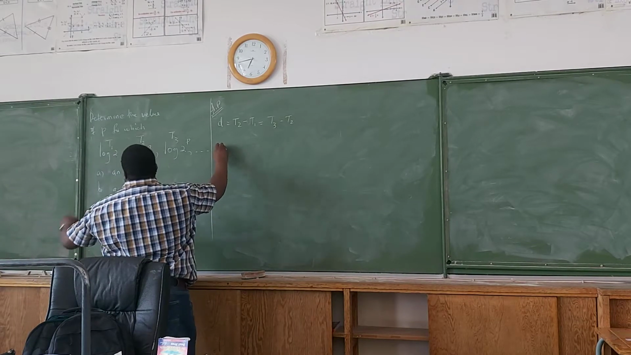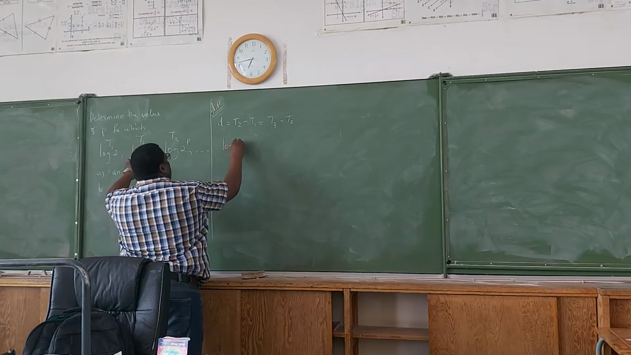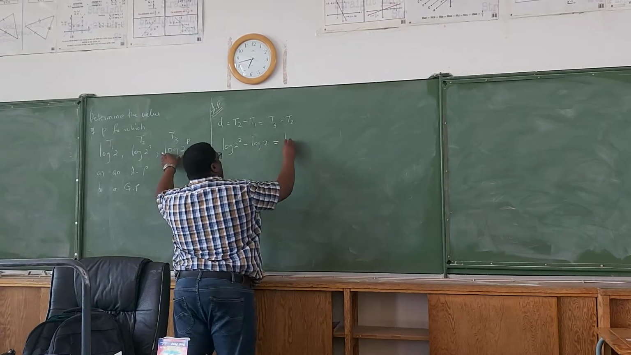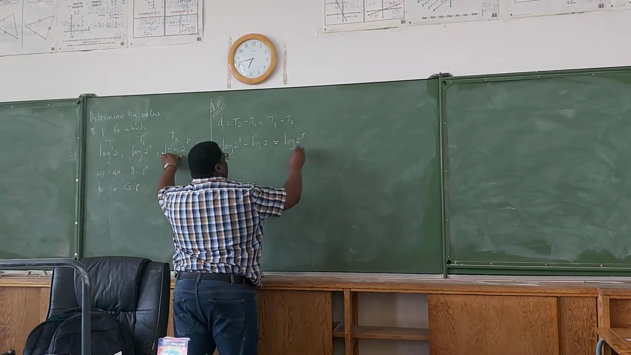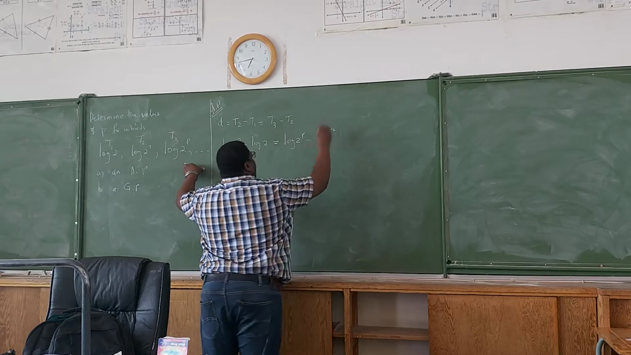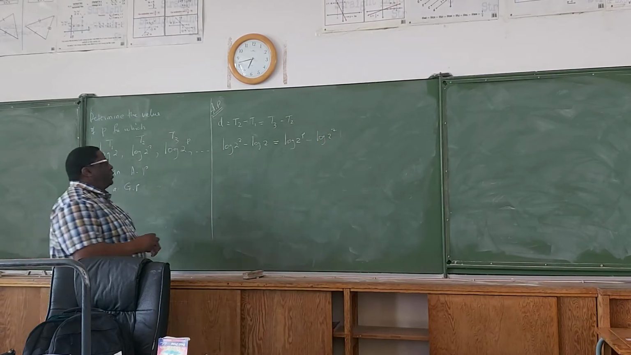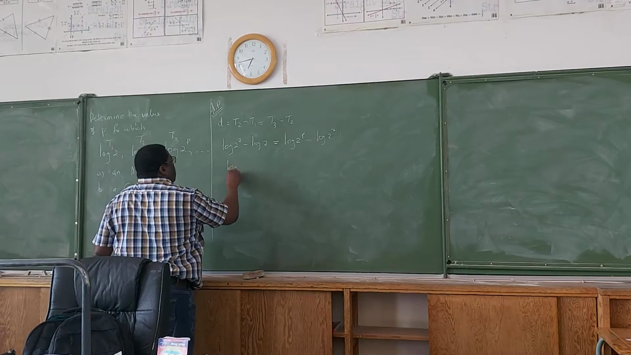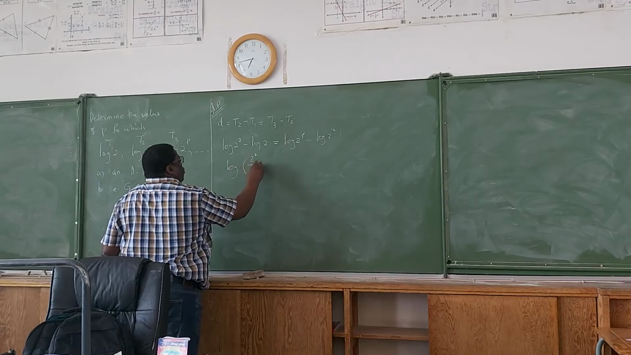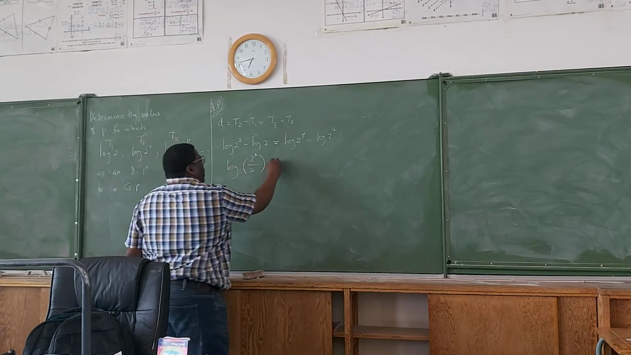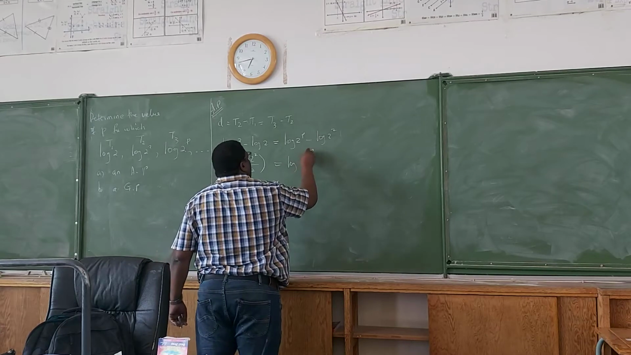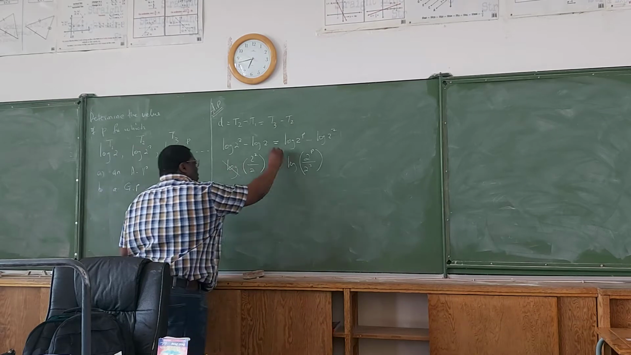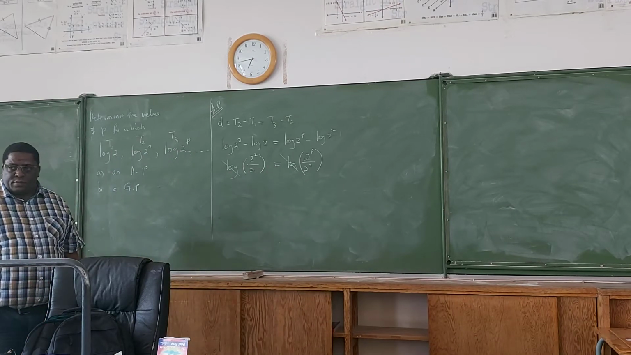Log 2 squared minus log 2 equals log 2 to the power P minus log 2 squared. Can we go on? Subtracting, it becomes log of 2 squared over 2, equals log of 2 raised to the power of P over 2 squared. So from here, drop the logs. Are you with me?